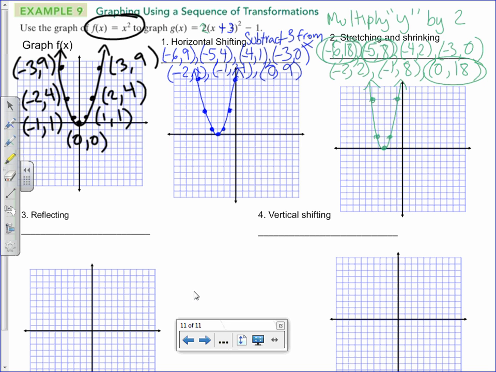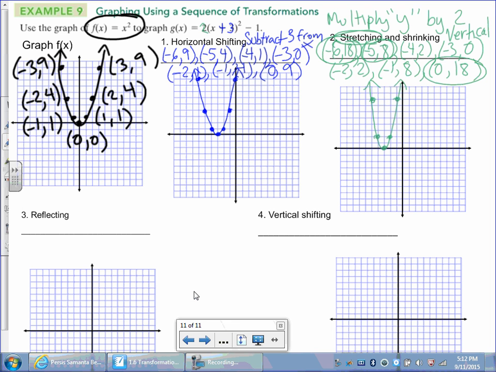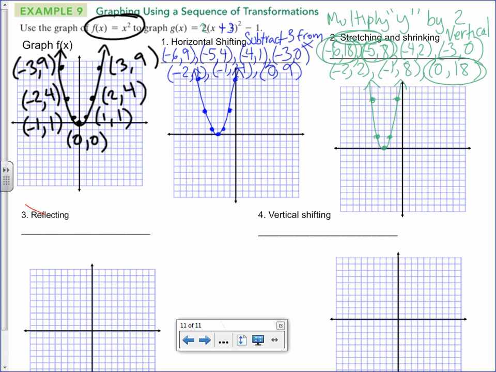So remember, this was a vertical stretch, and I know the function looks a little narrower, but remember the example I gave you of a balloon. If you stretch a balloon, it will get skinnier or narrower. So let's move on to the reflection. And, oh, actually, there's no reflection, so we can just skip that part.